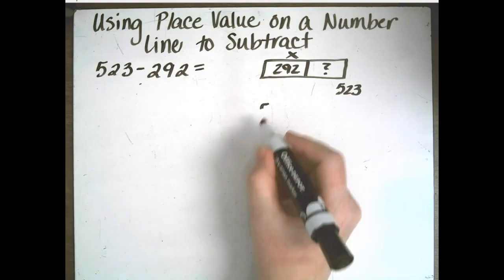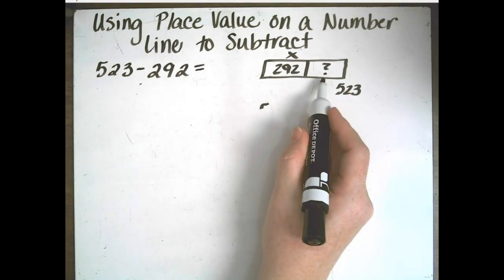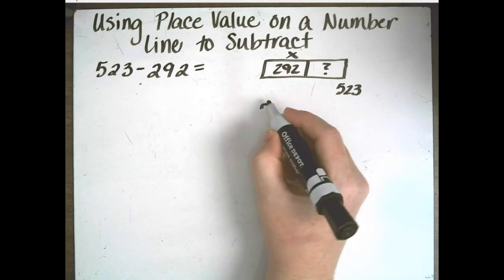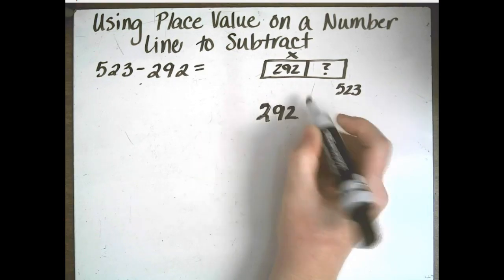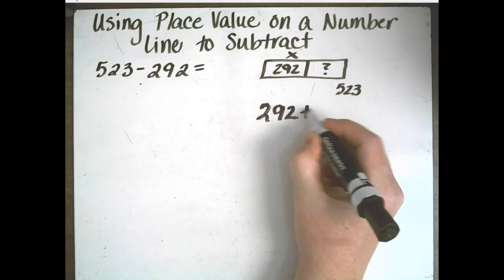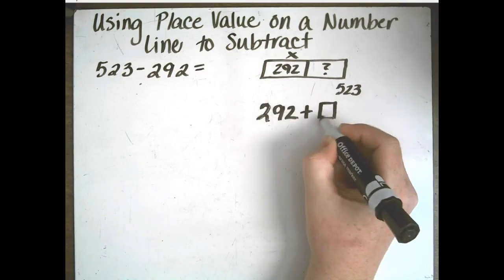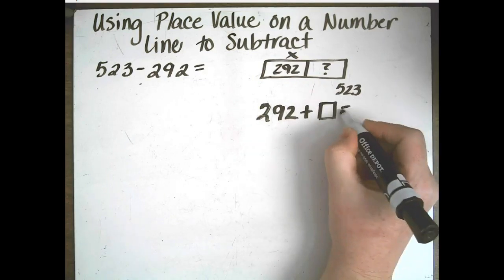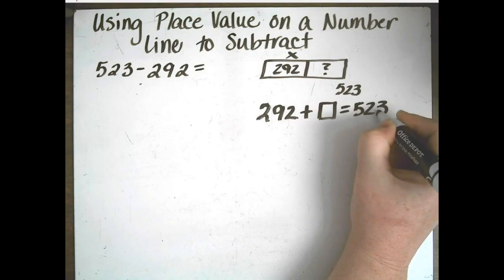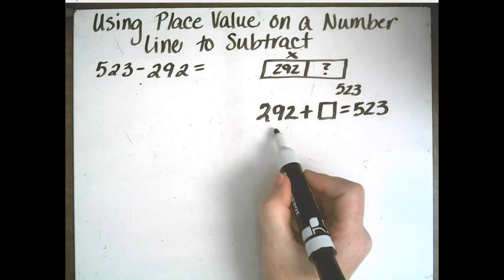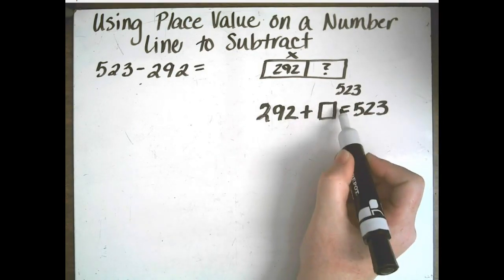I can also show that missing number in an addition equation. I know I have 292 as one part. I know one part is missing. I don't know that part. And I know the total or the whole is 523. So in an addition equation, I would show the missing part as the missing addend.